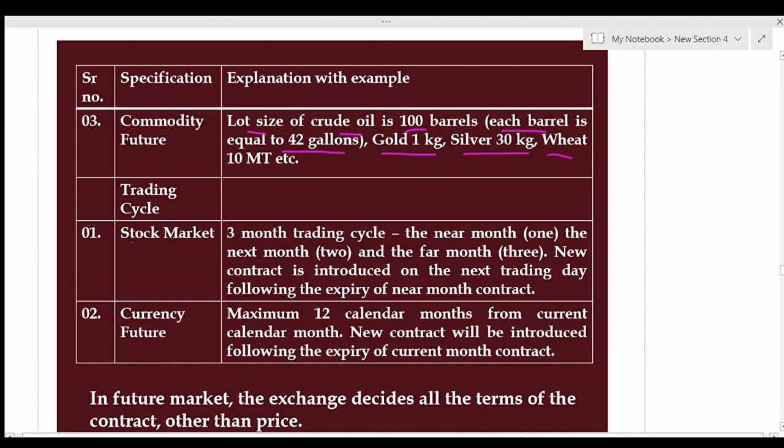Trading cycle, stock market: a 3-month trading cycle. The near month is 1 month, the next month is 2 months, and the far month is 3 months. A new contract is introduced on the next trading day following the expiry of the near month contract.